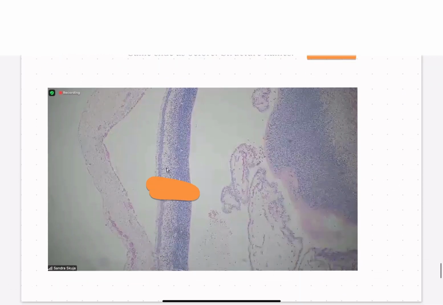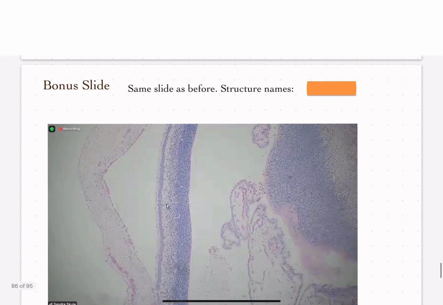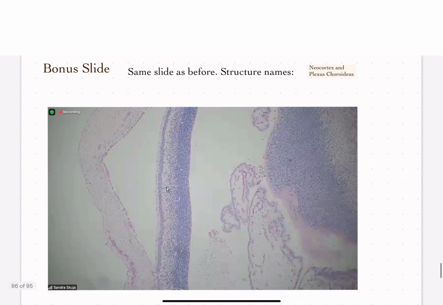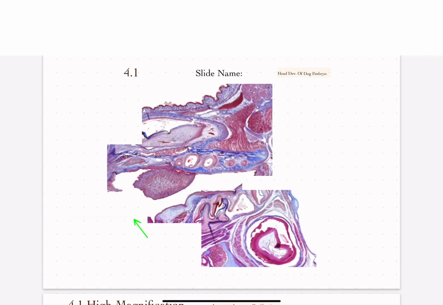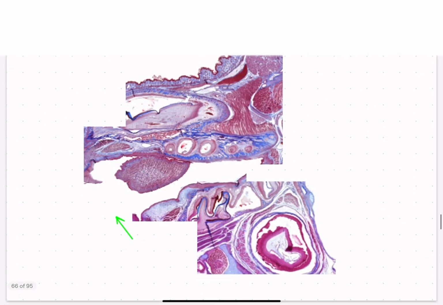As for the bonus slide, this was the neocortex and this was the developing plexus choroidus. Let me just show you that. There we go. Okay, let's go through the answers in depth. This is getting to be a long video already, so let's go through these answers a little bit quicker than usual, because these are really repeating answers.